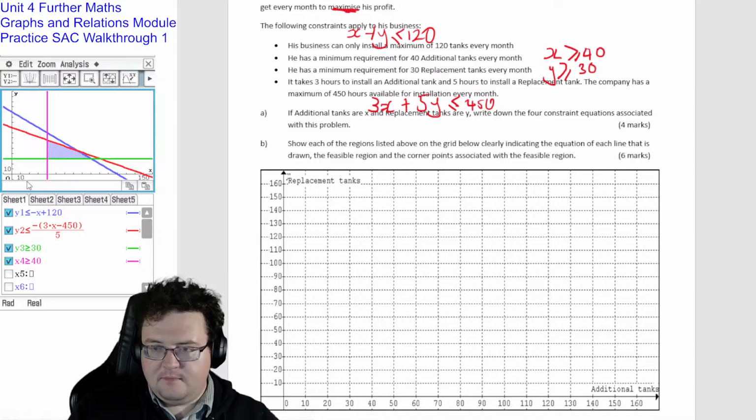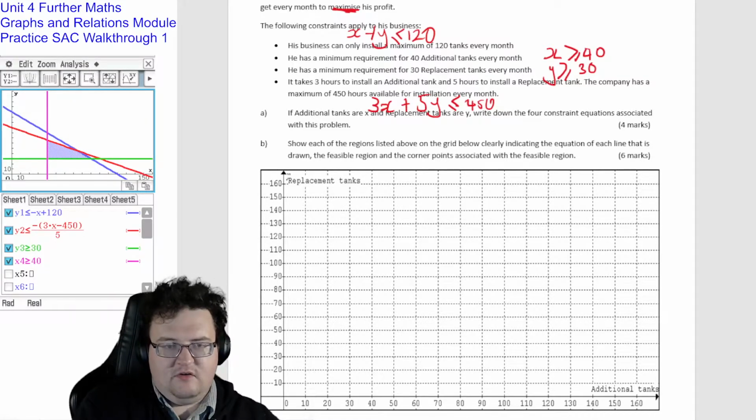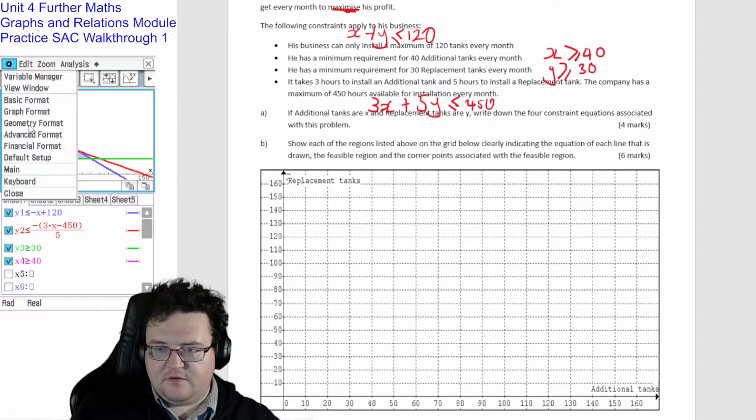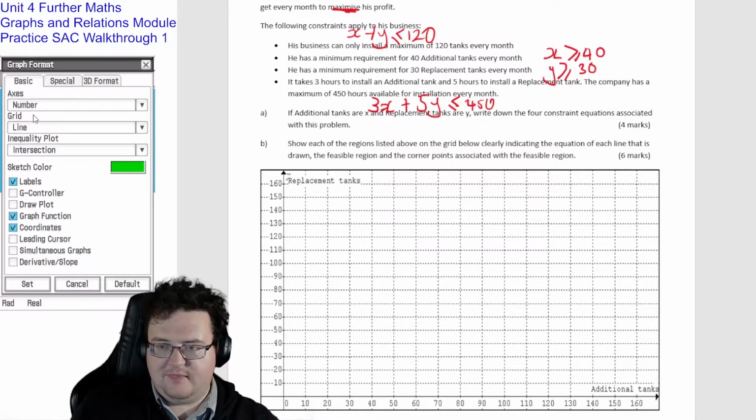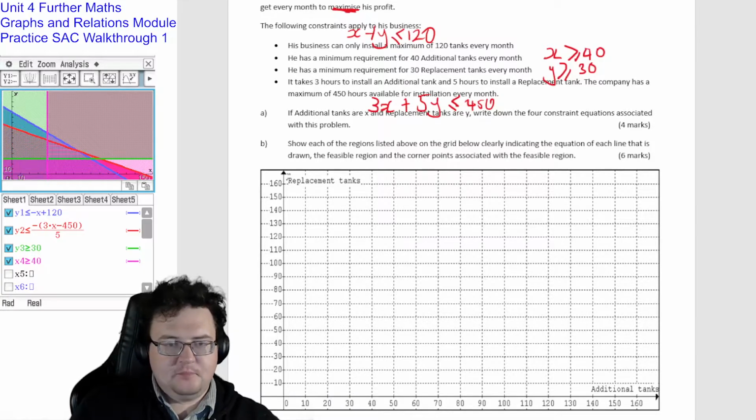And we want to hit OK. And we get this lovely graph here. Now, your graph may possibly look a little bit different if your CAS is set up in a different manner. So my CAS is set up in inequality plot intersection. Yours might say union. And if it says union, it looks like that.